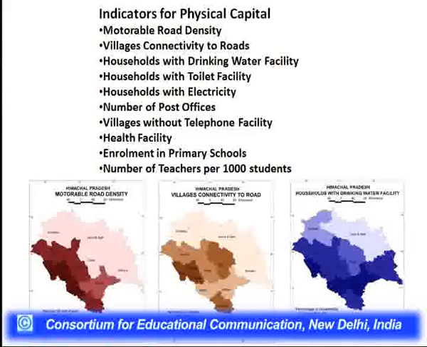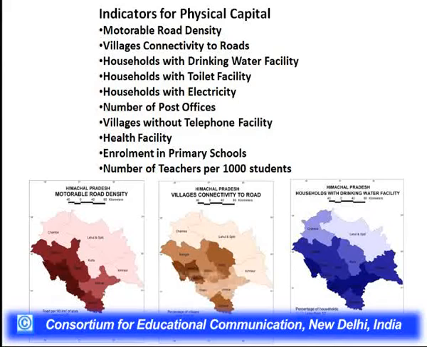A few things I would like to mention: for physical capital we identified road density, village connectivity to roads, households with drinking water facility, toilets, electricity, number of posts, and much data and statistics you can get from the census. So it is possible to examine, and we can prioritize the problem. It is very important for eradicating poverty and bringing development.